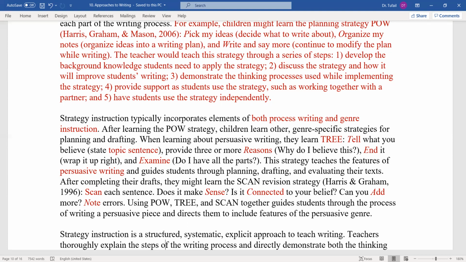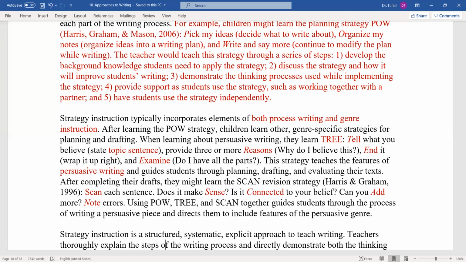which is especially used in persuasive writing, in order to persuade the reader regarding a certain idea that you want to convince them of, or convey to them. So this strategy is very effective for those who are engaged in persuasive writing.